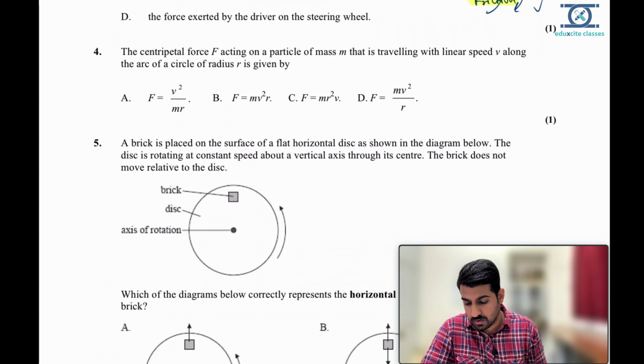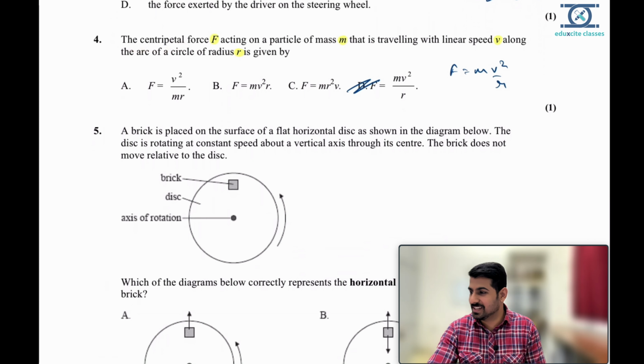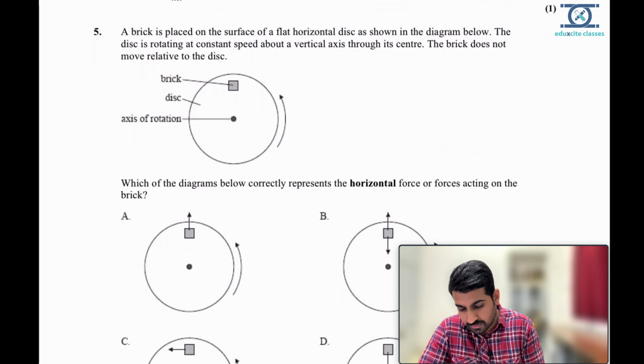Now question number 4. The centripetal force F is acting on a mass m that is traveling with a linear speed v along a circle of radius r. So we know that F is equal to mv square by r. Option D is the right answer. Very simple.